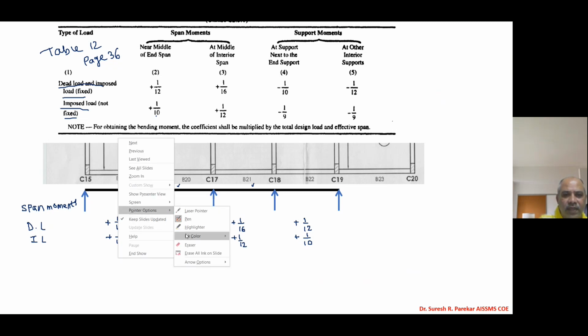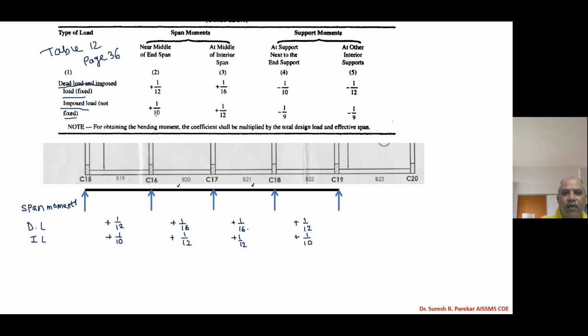Now we will go to the values we have for supports. Next we have support moments. At the end support we have the value 0; bending moment is 0 at both ends. Then, first for dead load, at the support next to end support we have -1/10. Both next-to-end supports have this value, -1/10 and -1/10.